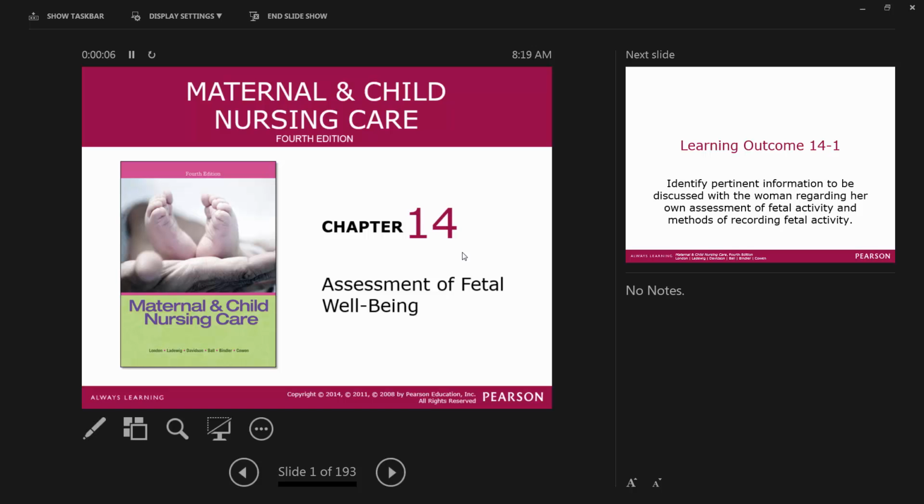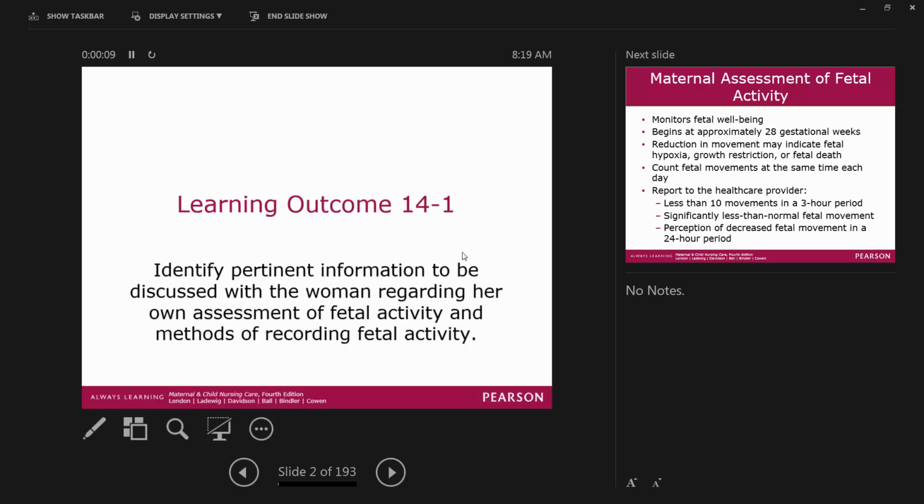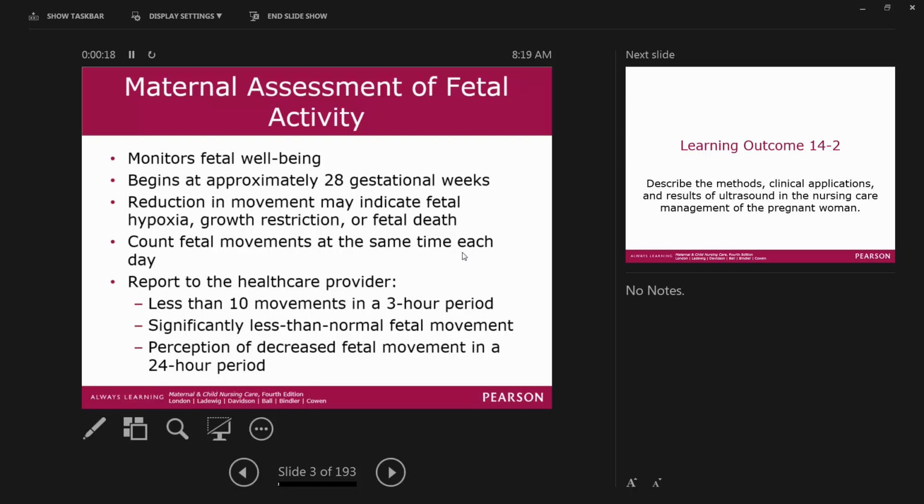So fetal activity. We're assessing fetal well-being. Usually for you in the hospital, this begins about 28 weeks, when we can do the in-hospital kind of stuff. There's a lot of fetal assessments that we can do in the clinic, but right now we're going to talk about after 28 weeks.